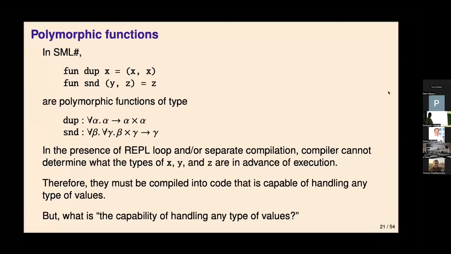So in SML#, we have polymorphic functions like this. The dup function takes an x of arbitrary type and returns a pair of x of arbitrary type. A pair is a data structure like a struct in C language, which occupies a sequence of memory, and the order is specified by this. The next function is second, which takes a pair of arbitrary types and returns the second element of that pair. This is a polymorphic function of a type like this.